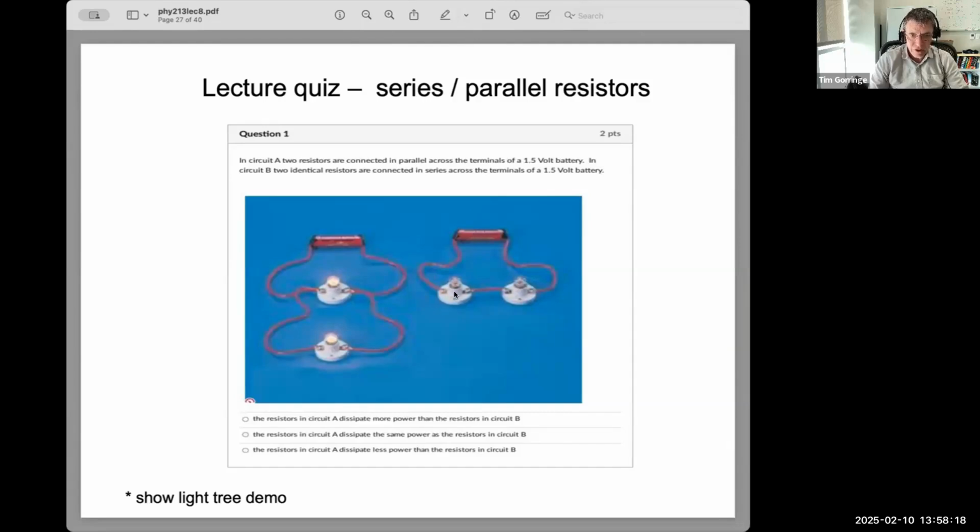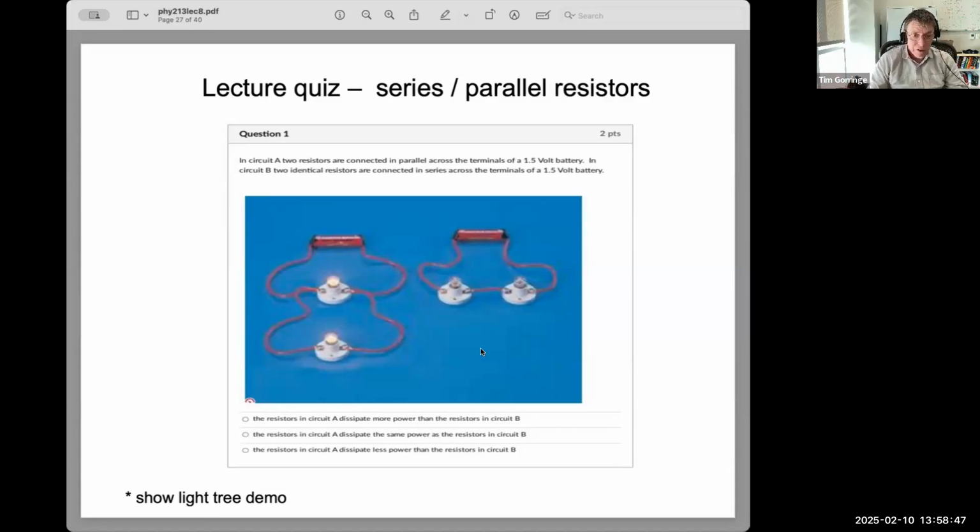Its circuit involves these two lamps here, but in the one on the left, they're arranged in parallel, and in the one on the right, they're arranged in series with one another. And the question is, does the circuit on the left dissipate more power? Does the circuit on the right dissipate more power? Or do the two circuits dissipate the same amount of power? And so we want to figure that out.